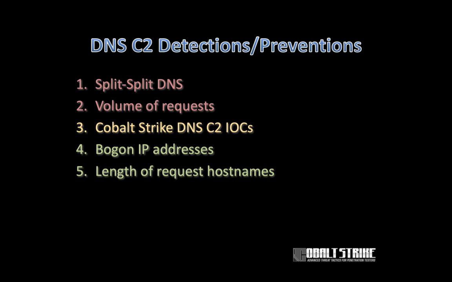The fifth detection strategy, looking again for something that is just abnormal, is to look at the length of request host names. A 200 character or more request host name is potentially a sign of DNS tunneling, especially when you tie that to a volume of requests.